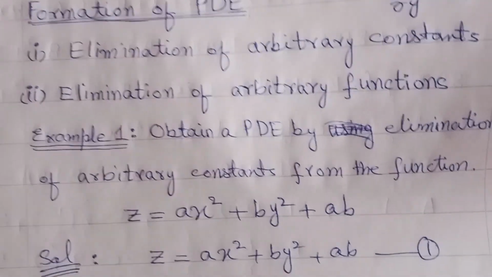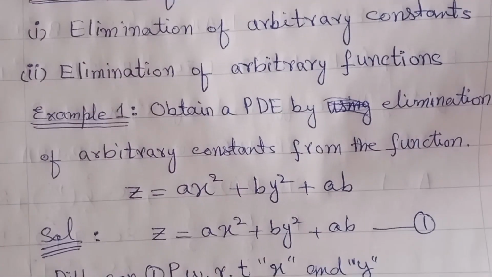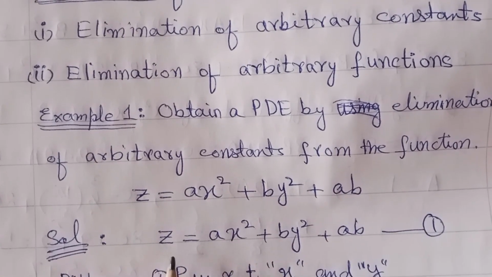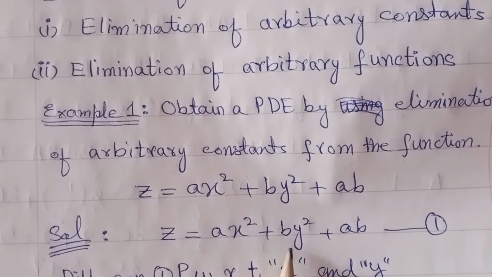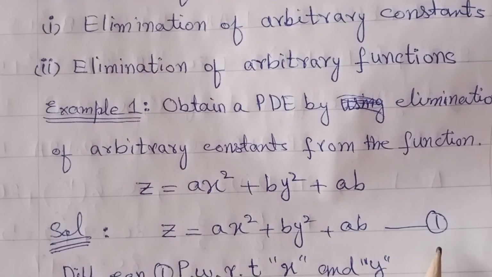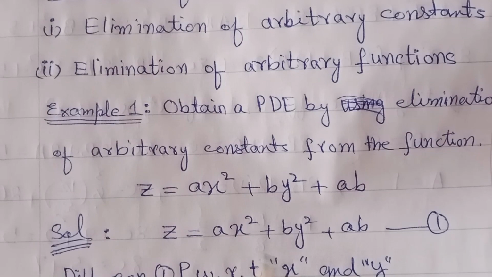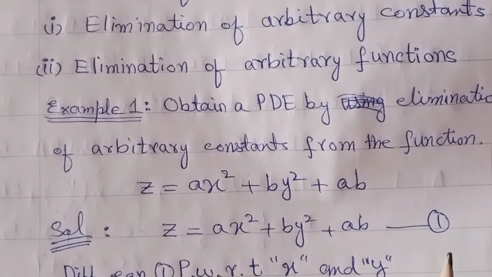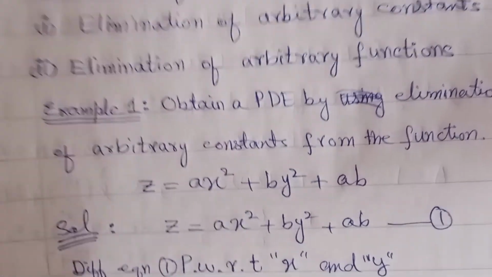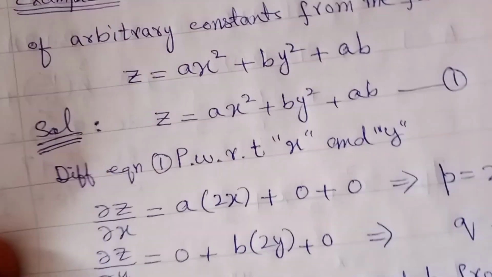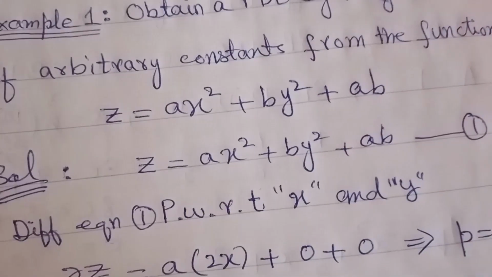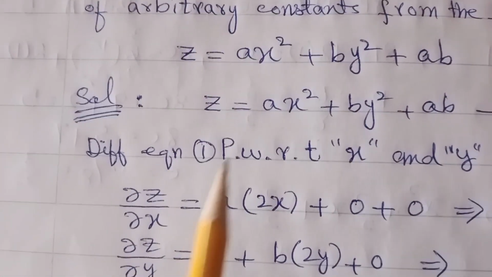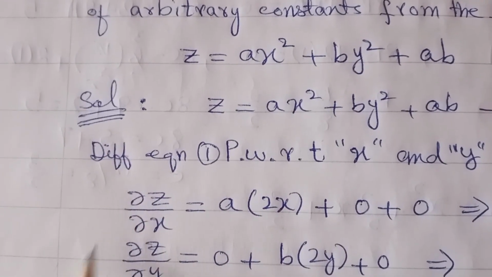So here in this equation, z is equal to a x square plus b y square plus a b. Here we have two arbitrary constants a and b, so we will call it equation number one and differentiate equation number one two times. One time first with respect to x partially, and second with respect to y partially. So we'll differentiate equation number one partially with respect to x and y.